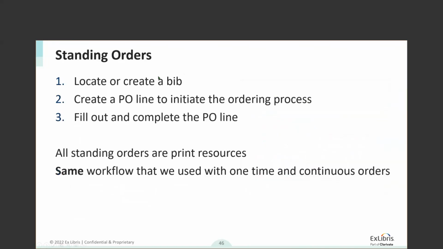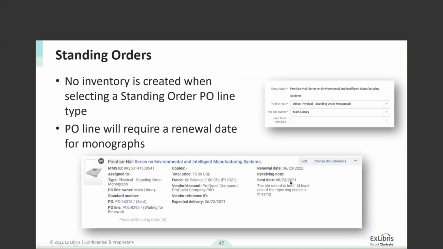Again, we're going to locate or create a bib, create a PO line, fill out and complete the PO line. They're all print. Now with standing orders, no inventory gets created. So here's that message, no inventory is created. So the PO line type is other, standing order, and it will require a renewal date.